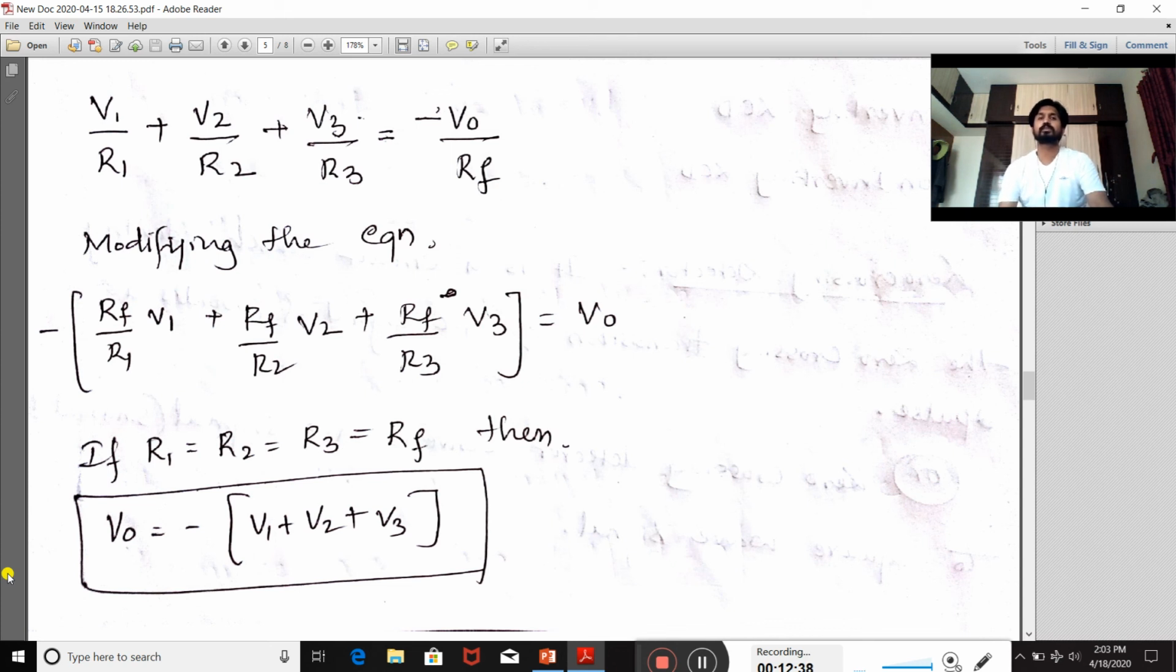So I hope this is very simple. Just go through it step by step, try to analyze it, try to understand it, then it becomes a very simple circuit. I hope you have understood.